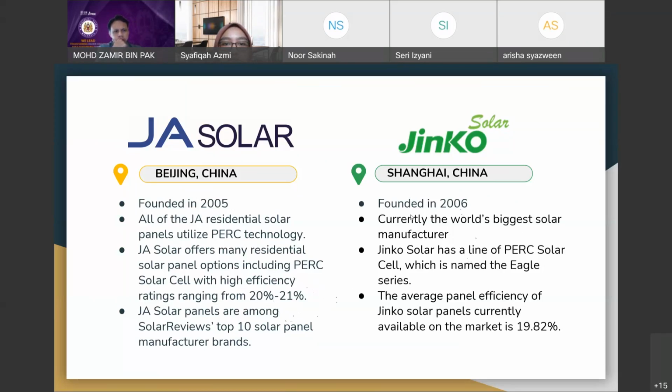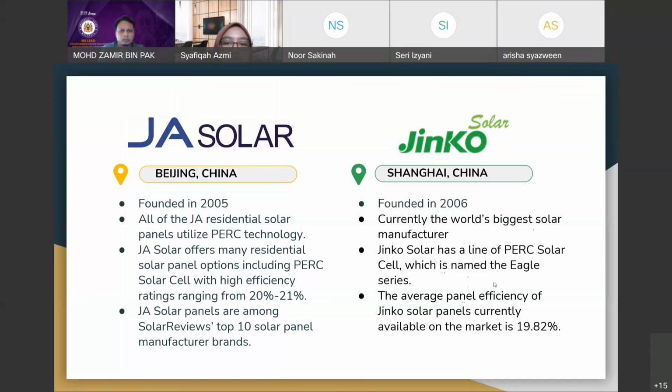Next is Jinko Solar, founded in 2006 in China and headquartered in Shanghai, China. Jinko Solar is currently the world's biggest solar manufacturer, shipping the largest number of solar modules globally each year since 2016. The company does most of its global manufacturing in China, but it also has a factory in Penang, Malaysia, and one in the United States. The Solar Reviews expert panel has rated Jinko Solar the fourth best solar panel brand in 2021.